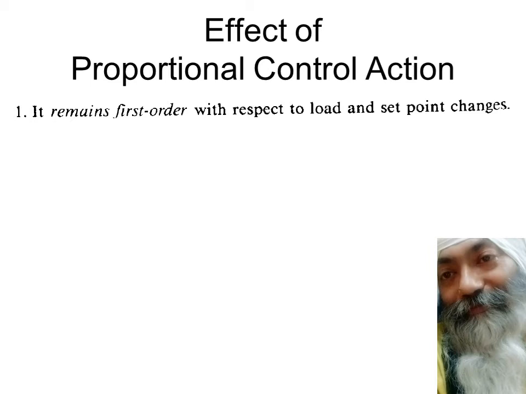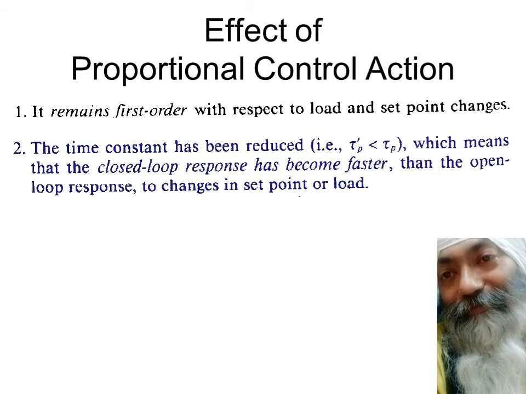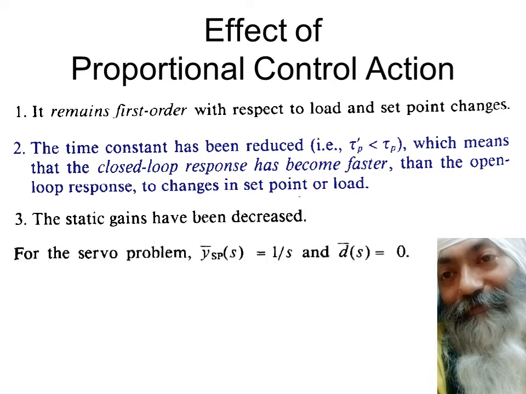So once again, you want to conclude that the first order system remains a first order system with respect to load as well as with respect to set point changes, both. Second thing is that, as we already said, tau dash p is less than tau p, which means that the closed loop response has become faster as compared to the open loop response, both for the set point and for the loading. And the static gains have decreased for both. We have seen that Kp and Kd both have gone down.